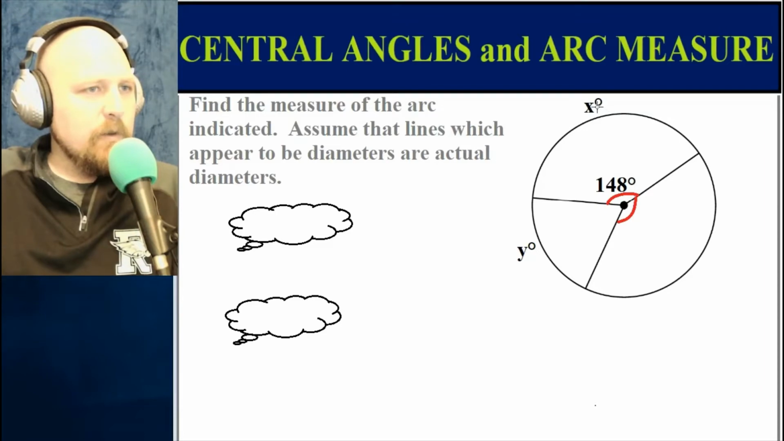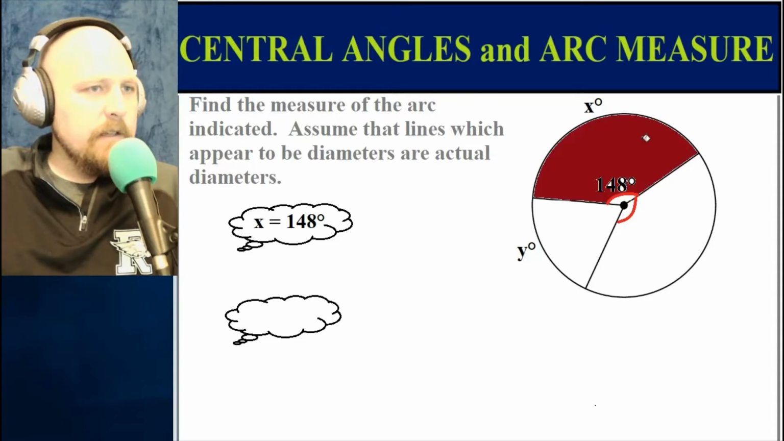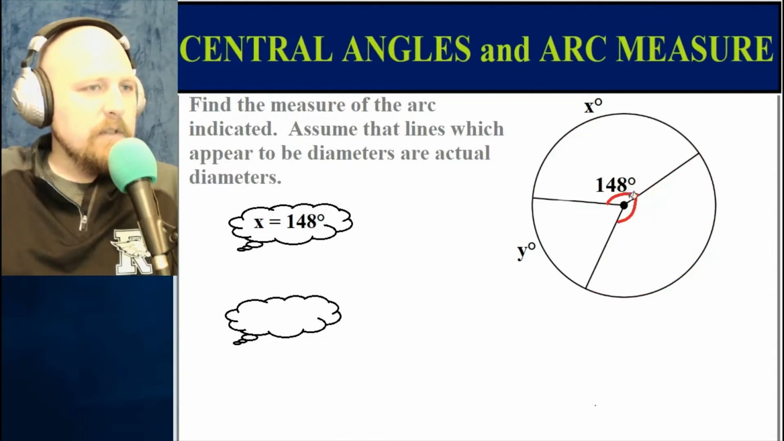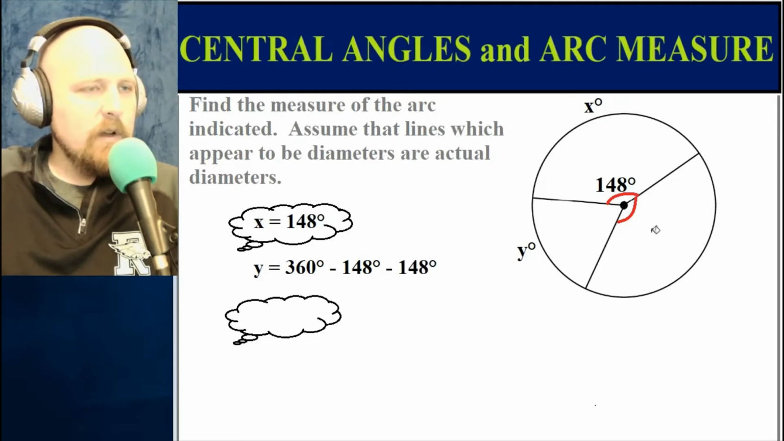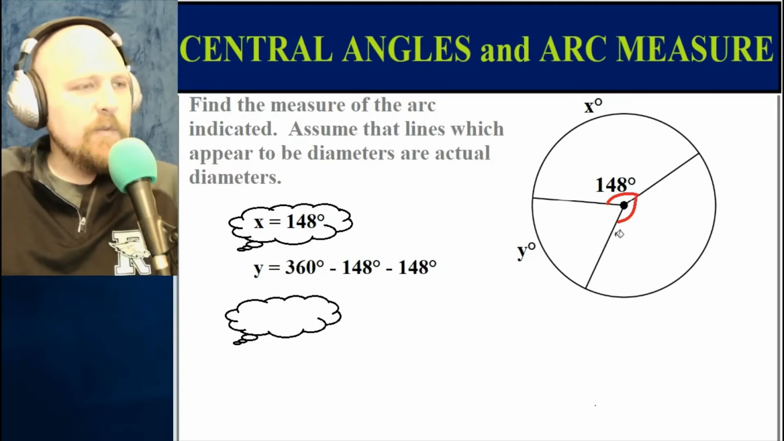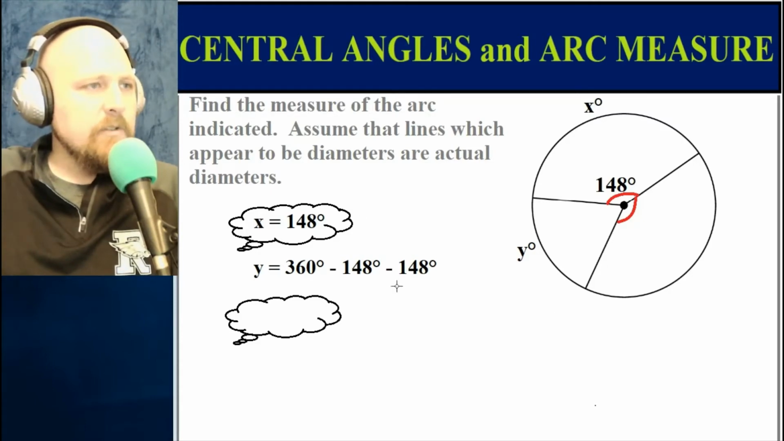So right here, the first one, finding x, this arc measure, well, we know that the arc measure is equal to this central angle, 148. So x is equal to 148. Next, we should see that this piece of the circle, this sector, and this sector are the same because of these 2 red lines, which means to find y, we have to take the entire circle, 360 degrees. We got to subtract this 148, and then we got to subtract this 148 as well. And that's a simple subtraction, simple arithmetic. You should be able to get 64 as your final answer.